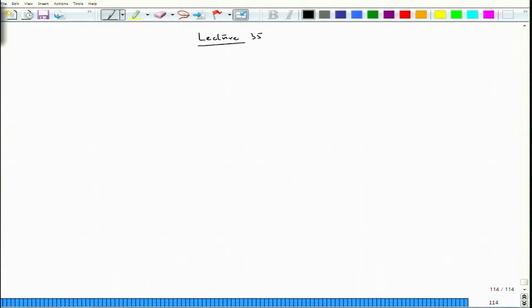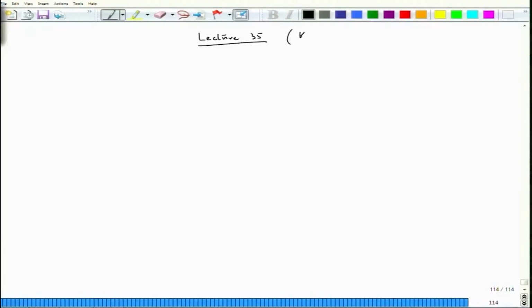So, let us start lecture 35. And we will continue our discussion on kinetics of corrosion.